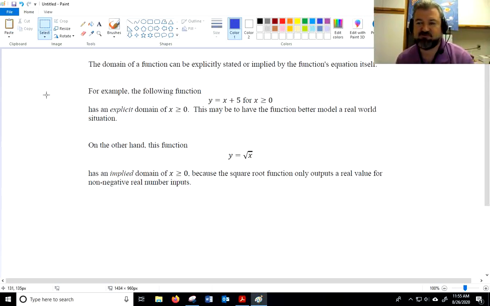We would have to know the situation. It could be that for negative x values, it's just quite simply x plus 5 does not match the data or make proper predictions. But for some reason, they've limited the domain that way.